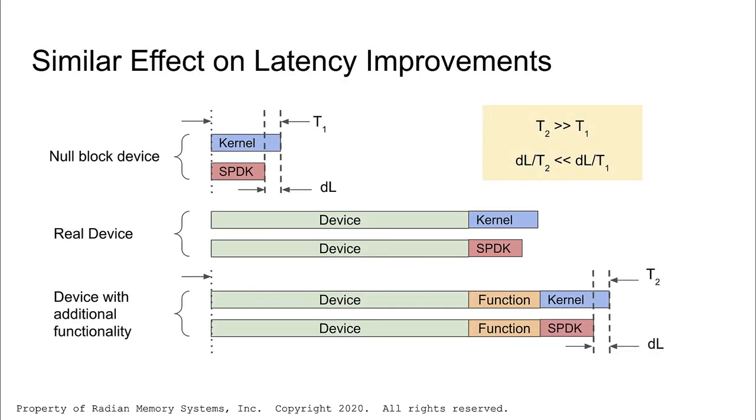A similar line of reasoning applies to latency. For example, if we see a certain relative latency difference when the software stack involves just kernel or SPDK, the latency reduction percentage will be lower when we add the fixed additional latency of a real device in an additional software layer.